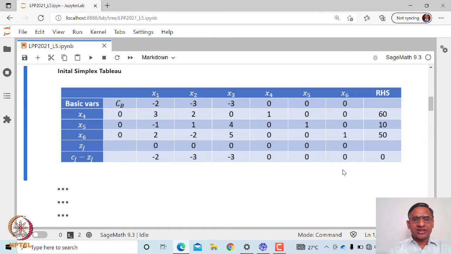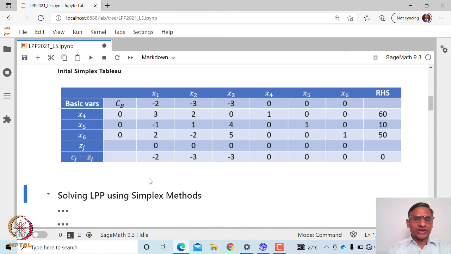So we will create 3 user-defined functions. One for once we have decided what is going to be the pivot entry or pivot element, that is the row and the column corresponding to the outgoing and incoming variable, then we will pivot. That means we will make that particular pivot entry as 1 and the remaining entries in that column as 0. So that we will name as pivoting.